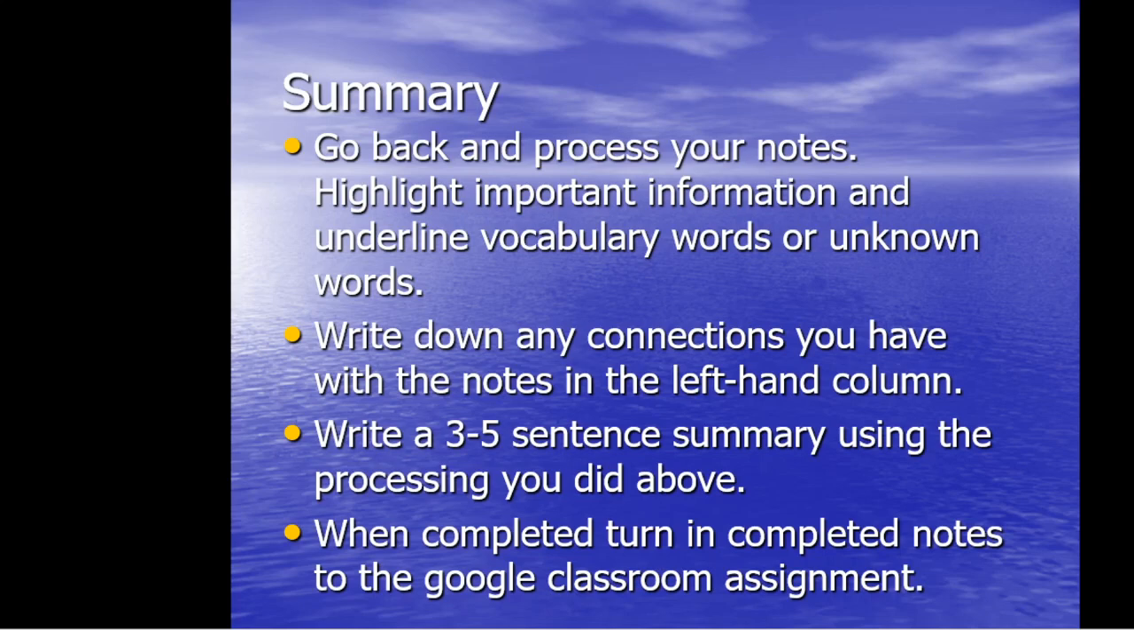All right, so now what I want you guys to do is go back in your notes. You're going to write your summary. Go back and process your notes. Highlight important information, underline vocabulary words or unknown words. Write down any connections you have with the notes in the left-hand column. You'll use all of that to write a 3 to 5 sentence summary using the processing you did above. And when completed, turn in completed notes to the Google Classroom assignment. So make sure once you finish that summary and have processed everything that you attach your notes to that Google assignment and turn it in.